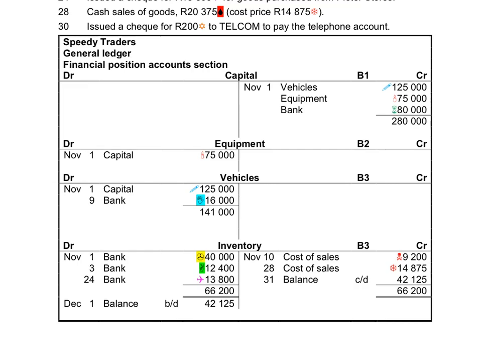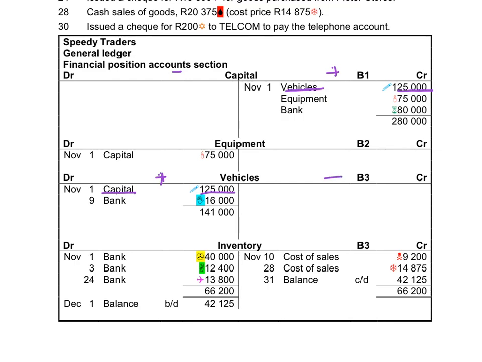The capital account will be credited with 125,000 to increase capital on the credit side, and we will debit the vehicles account on the debit side to complete the double entry. Because the capital account was credited, vehicles is an asset that increases on the debit side and decreases on the credit side.